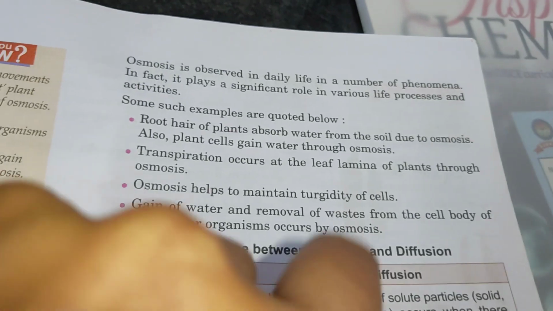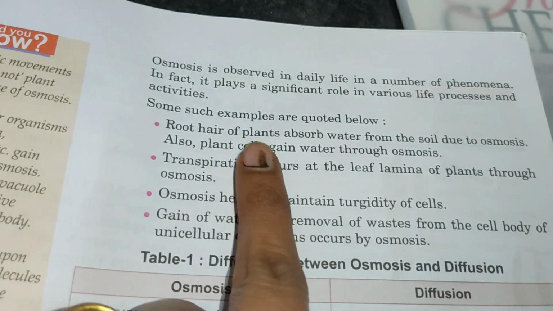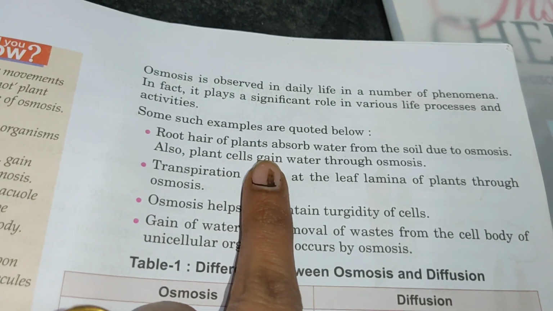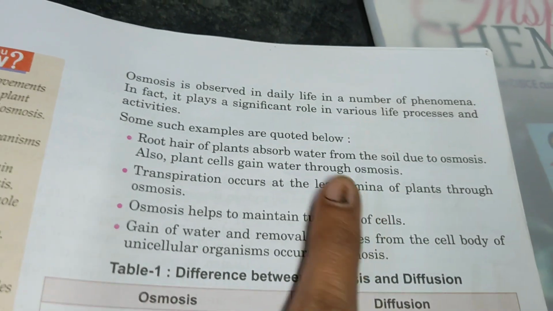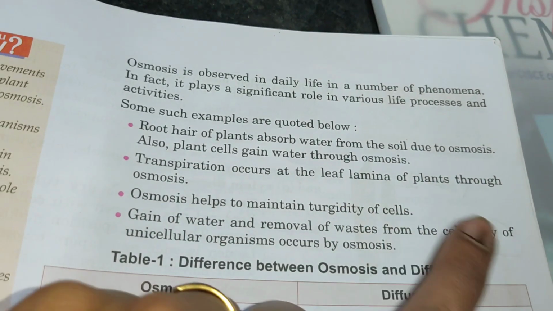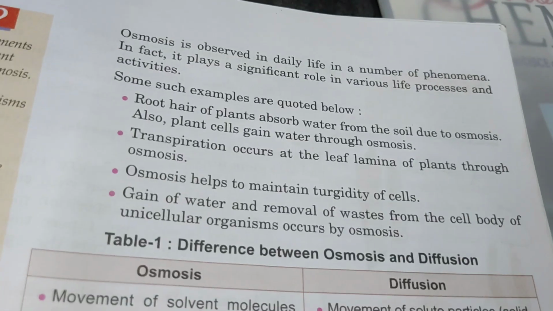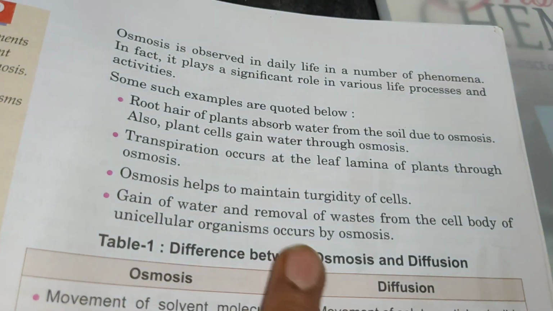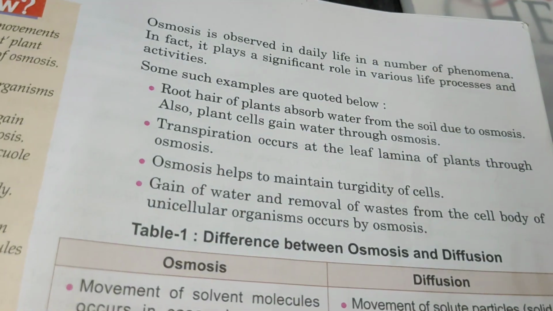Then some osmosis is observed in our day-to-day life also, in various life activities. Let's say root hairs of plants. When we put water to the roots of plants, what happens? Due to osmosis, plant cells gain water, and so it will be absorbed. Then transpiration occurs at the leaf lamina of plants through osmosis only. Osmosis also helps to maintain turgidity of the cell, so the shape of the cell will be maintained. Gain of water and removal of waste from the cell body of unicellular organisms all occur by osmosis only.